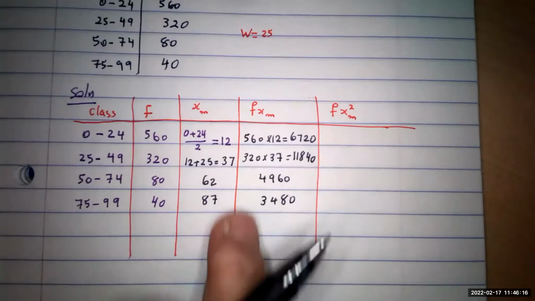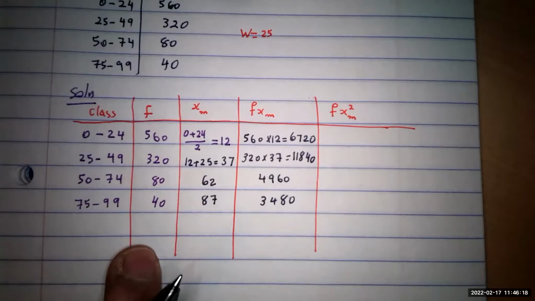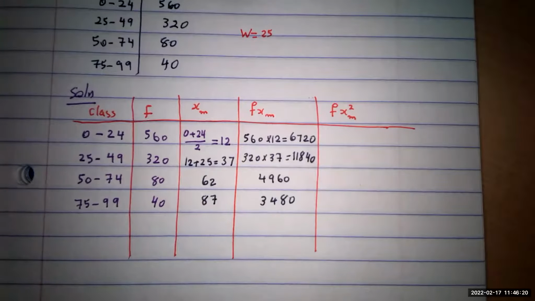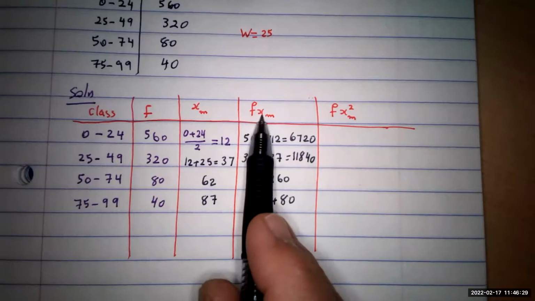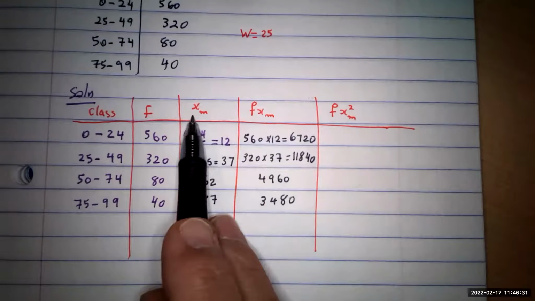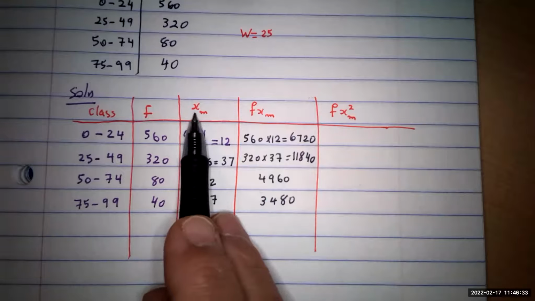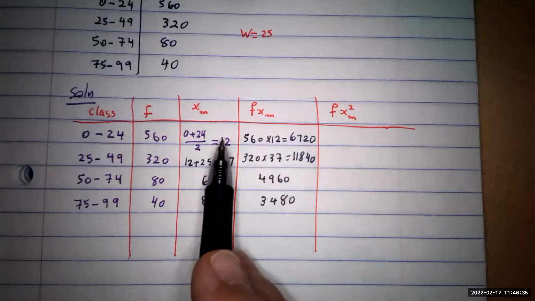Okay, quickly you add this one divided by the total of the first one, and that gives you the mean. And let's finish it. Now we continue. You need fx squared. This is fx. So again, you multiply by the previous column. x times fx would be fx squared.